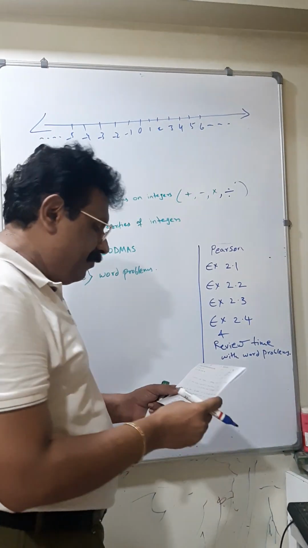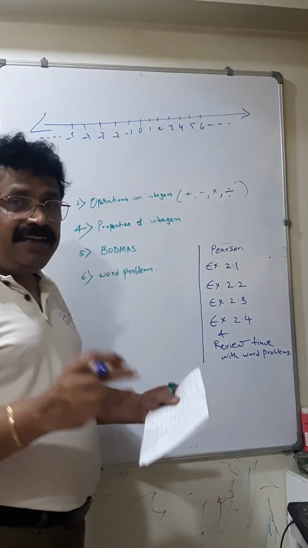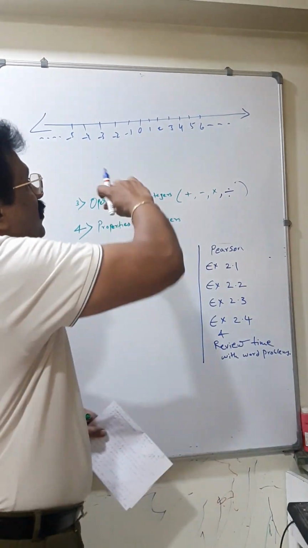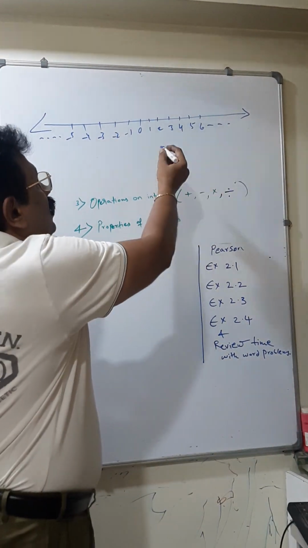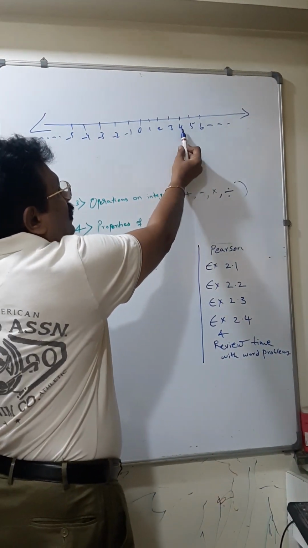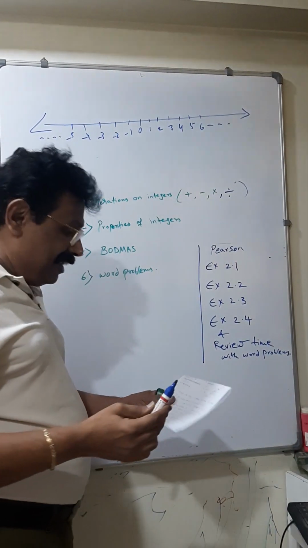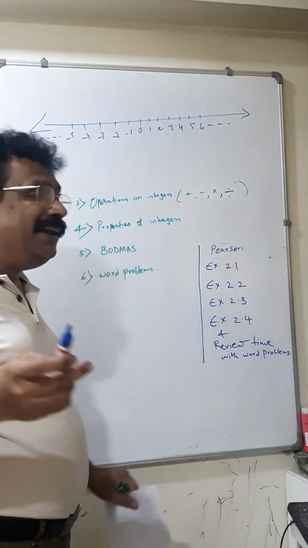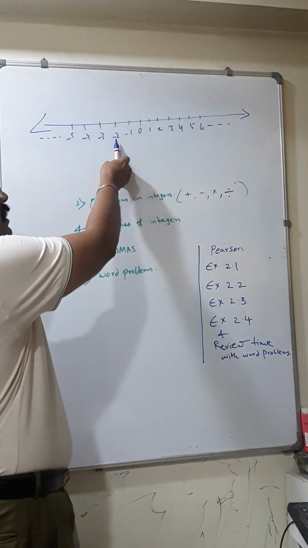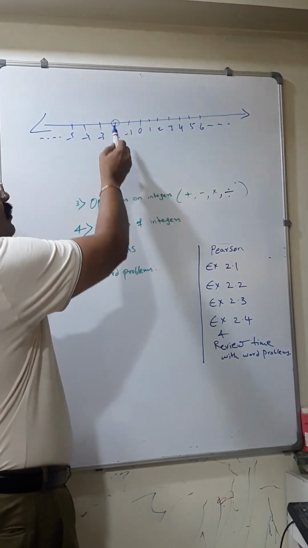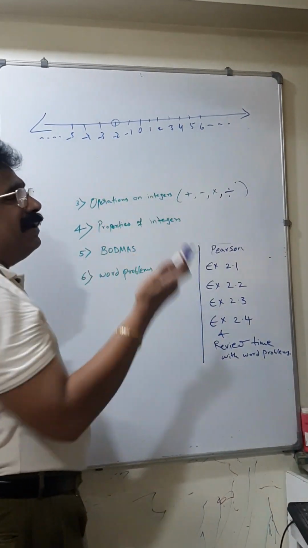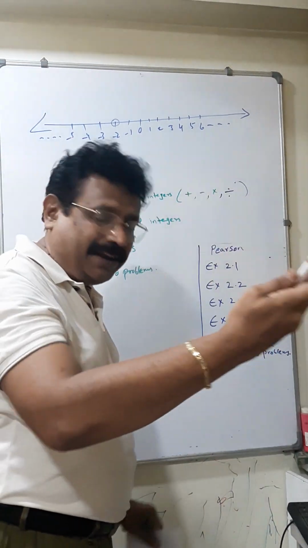Then every integer has one and only one successor. Successor means बाद में आने वाला. So if the number is 3, it has a successor 4. Similarly, every integer has one and only one predecessor. If you take the example of minus 2, it has a predecessor of minus 3. Predecessor to the left, successor to the right.